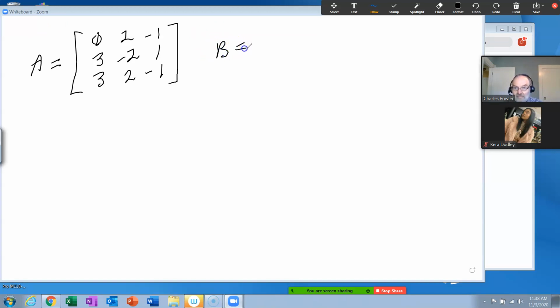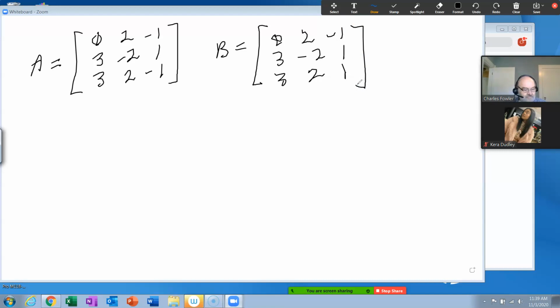Here's matrix B. 0, 2, negative 1. That looks familiar. 3, negative 2, 1. And 3, 2, 1. All right, two matrices. Now, the question is, can you look at those two matrices and tell whether one or the other has an inverse or not?